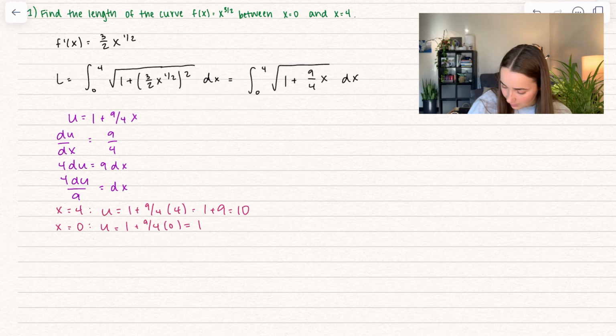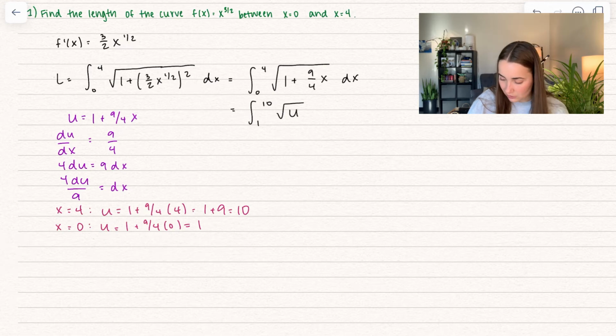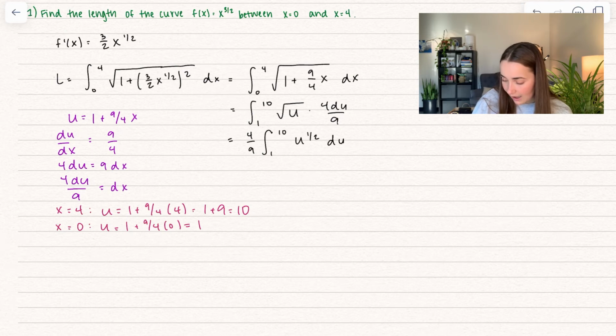So let's go ahead and set up our new antiderivative. So we have between 1 and 10. We set the square root equal to u, and now we have 4 du divided by 9. So let's go and rewrite that. I can bring out the constant multiple of 4/9, and we have the integral between 1 and 10. And here I'm going to rewrite it as u to the 1 half. That way I can see the power rule really clearly.